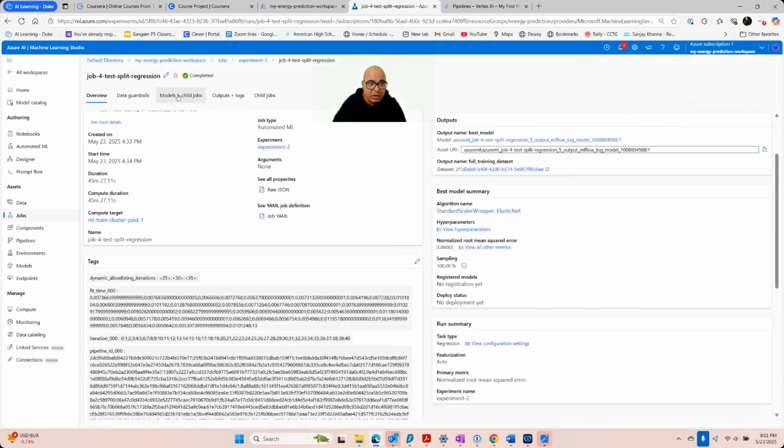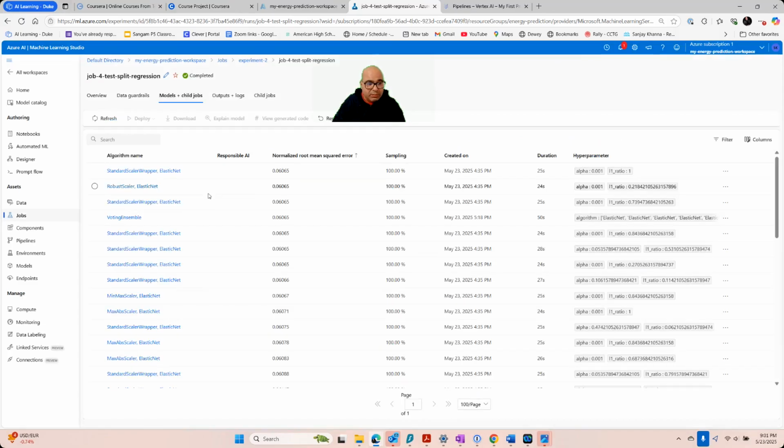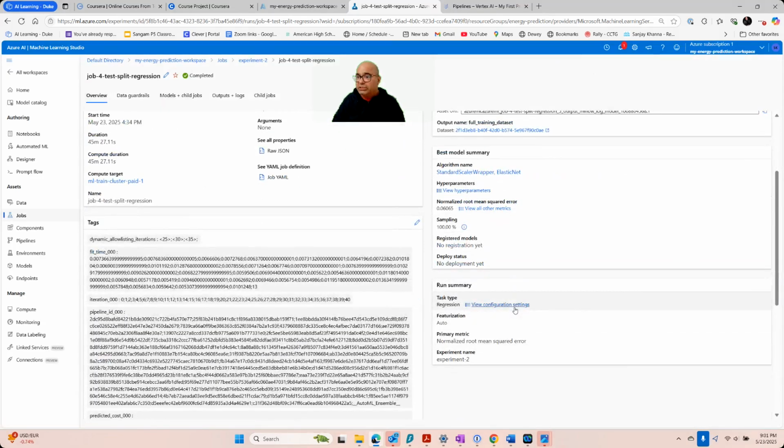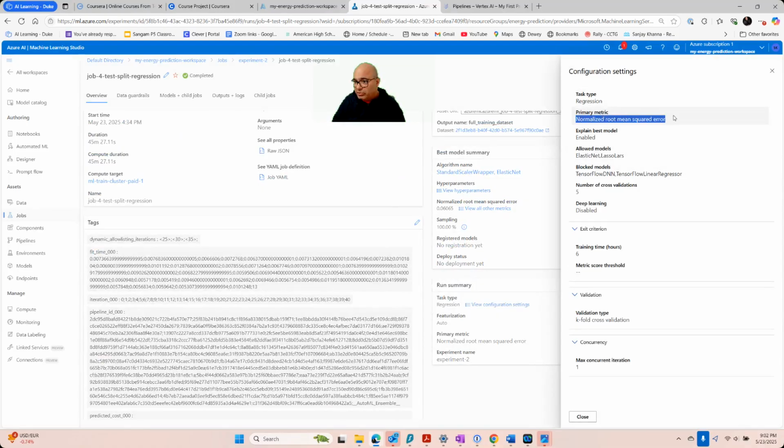If I go into the model and child jobs, I used multiple models. I can show it here in the configuration settings. The primary metric used was normalized root mean squared error, like I said, and the algorithms picked were LassoLars and ElasticNet. Then there were some wrappers on top of them to pre-process the data. I used k-fold cross-validation here, and the number of cross-validations was 5.